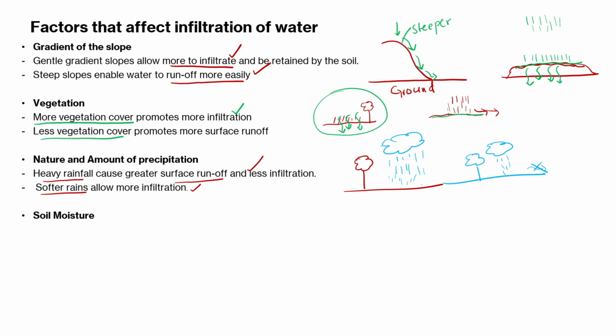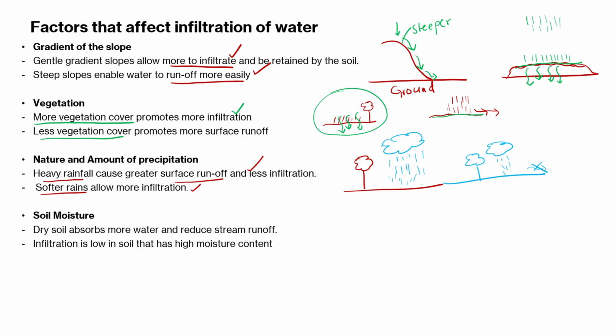The other one is the soil moisture. So dry soil will absorb more water and reduce stream runoff, whereas infiltration is low on soil that has got a higher moisture content. So basically, dry soil absorbs more water easily.